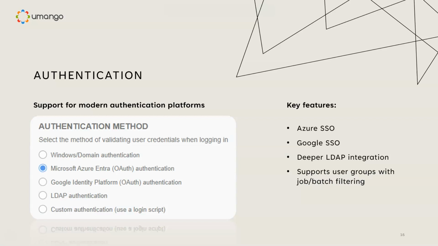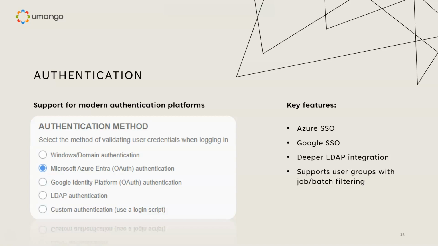Okay, and authentication. In the past, we have provided scripting options in authentication, which has meant there's a fair bit of flexibility on how users can log in, but we haven't been able to support the flexibility that is provided when we are natively supporting products like Microsoft Azure and Google Identity Platform or Google Authentication. Although you can do that in a script, what that doesn't do for you is provide the ability to filter jobs and batches based on user groups and those kind of things.